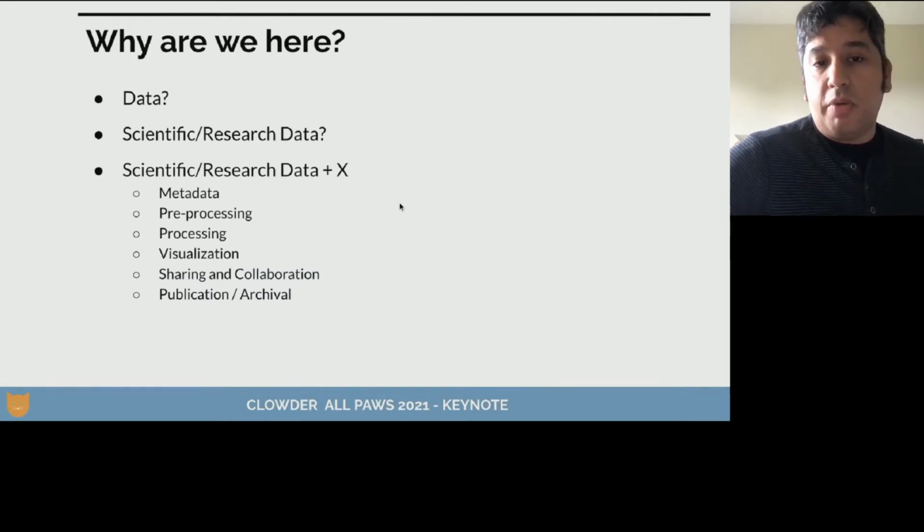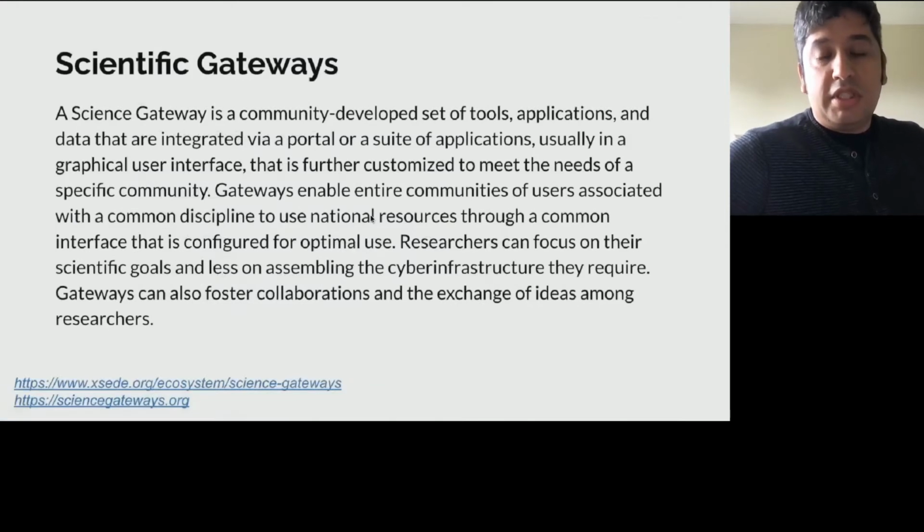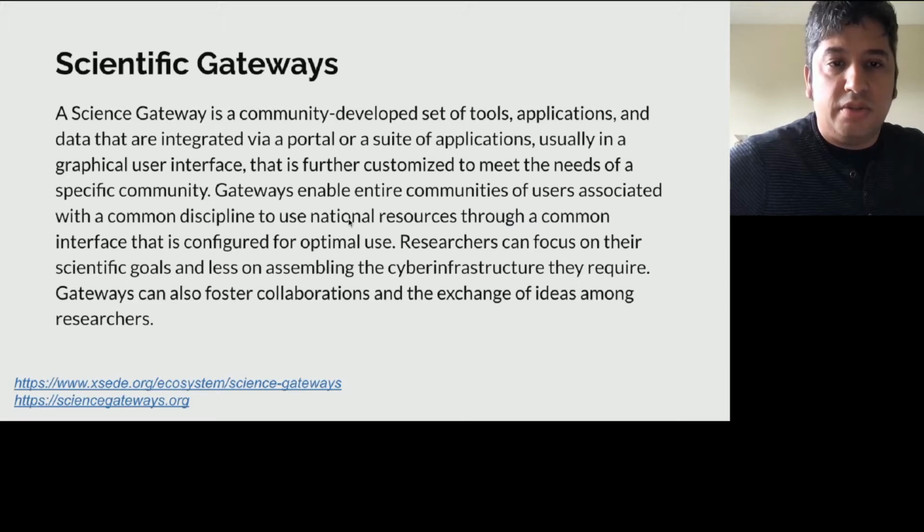So really what we're all about is supporting the scientific research data plus more. This is basically what's tied up with computation, these computational aspects and interaction. And all of this for the sake of new science and discovery. So supporting those aspects. There's a word that was created some time ago, but it's really starting to take hold these days: scientific gateways. And it really encapsulates what Clowder is trying to do.